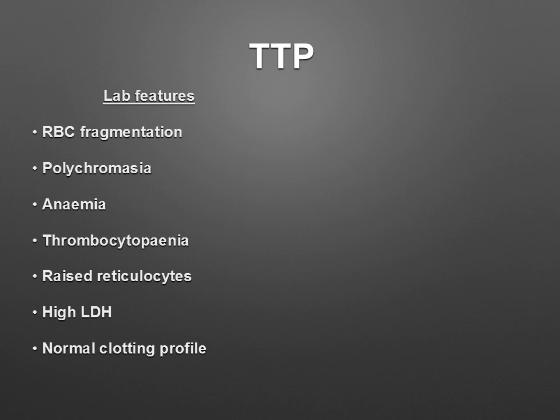In terms of laboratory features of TTP, we're going to be seeing signs of hemolysis with red blood cell fragmentation, polychromasia, anemia, thrombocytopenia, raised reticulocyte counts, and a high LDH, which is often abnormally high, and that's often because it's associated with tissue ischemia as well. The clotting profile is typically normal.